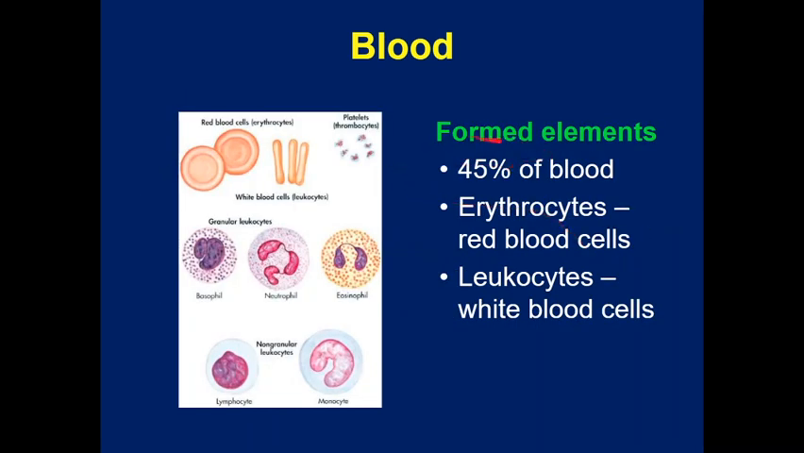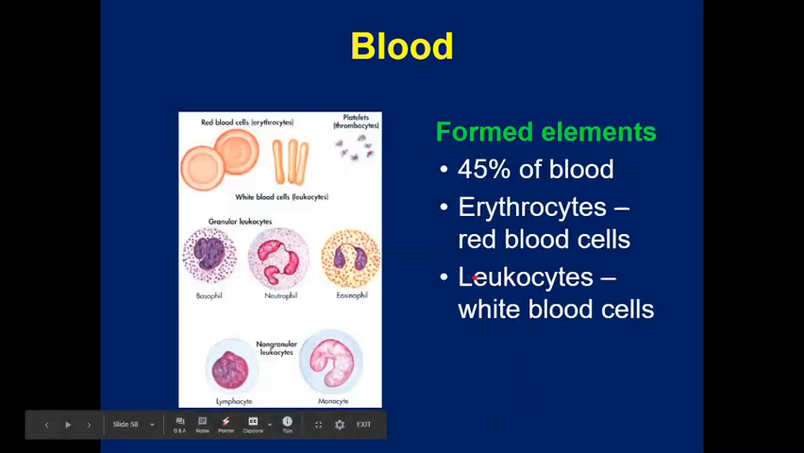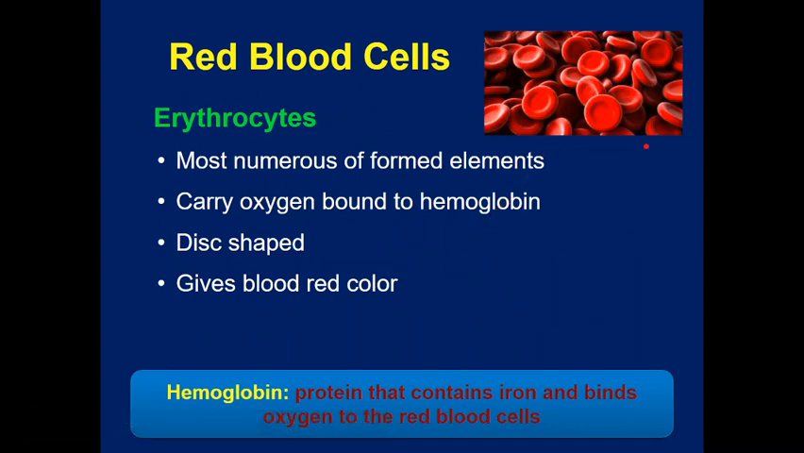Your formed elements, this just means cells, 45% your crit, so your erythrocytes is a fancy word for red blood cells, and then it has white blood cells, leukocytes. So erythro means red, leuko means white, and there's a whole bunch of different types of white blood cell. Also, platelets, right? Aspirin's antiplatelet, these help clot. Additionally, in plasma, you have proteins like coagulation factors. So erythrocytes, these are the most numerous. You have like 4.5 million of these bad boys.